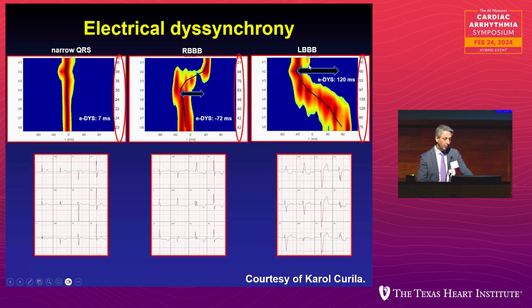Now, if you look at the left bundle branch block, you can see that the lateral wall is activated much later, with an electrical desynchrony index of 120 milliseconds. And the other thing that you observe here is the band around the midline. It's much wider, which suggests the conduction proceeds with a much lower velocity.